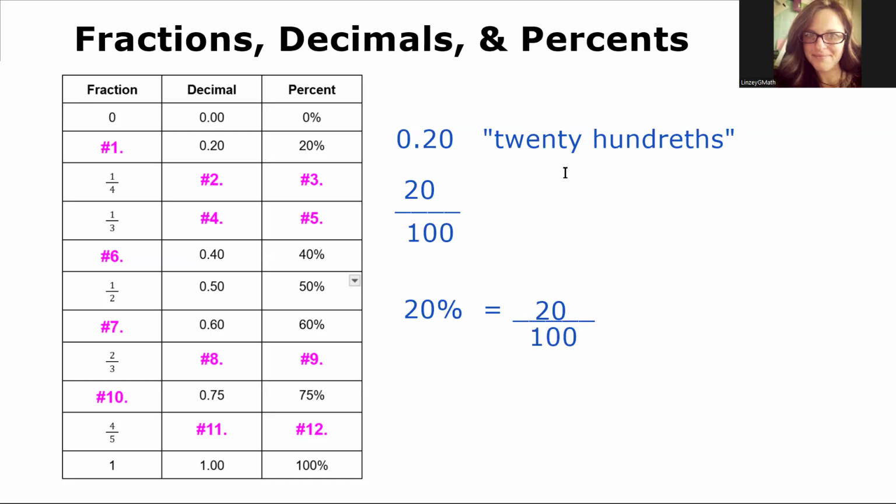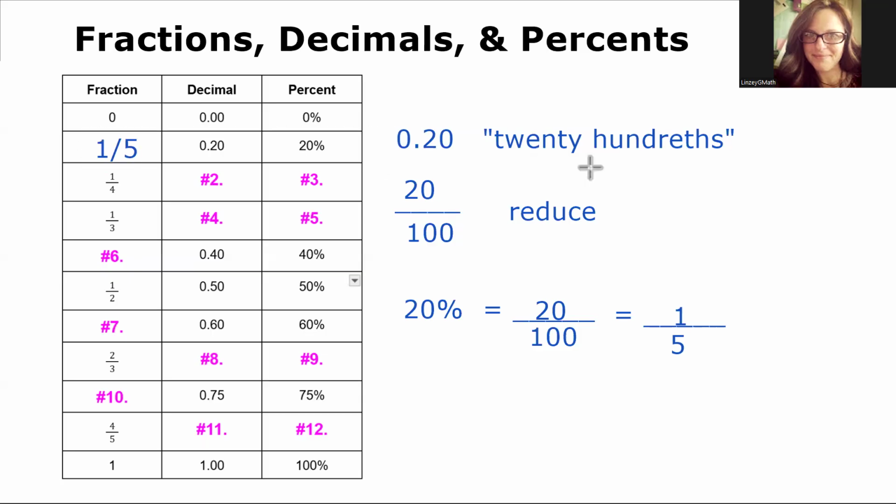And then we will reduce. We can divide the top and bottom by 20. 20 divided by 20 is 1. 100 divided by 20 is 5. So we get 1/5 for 20%.